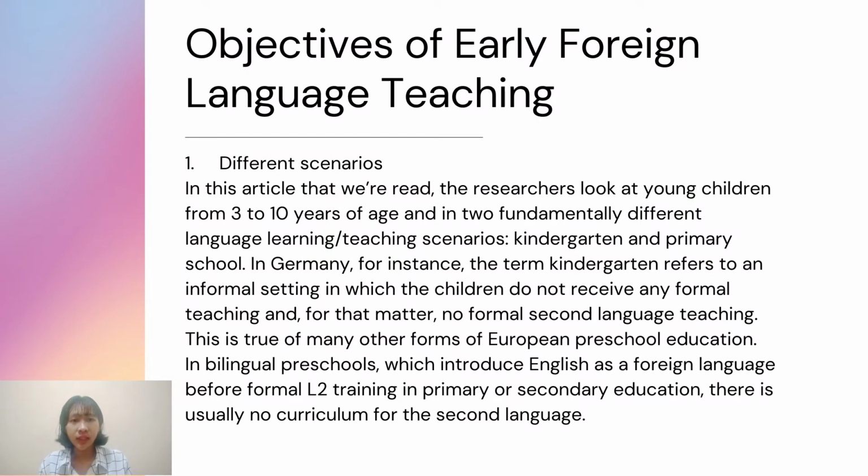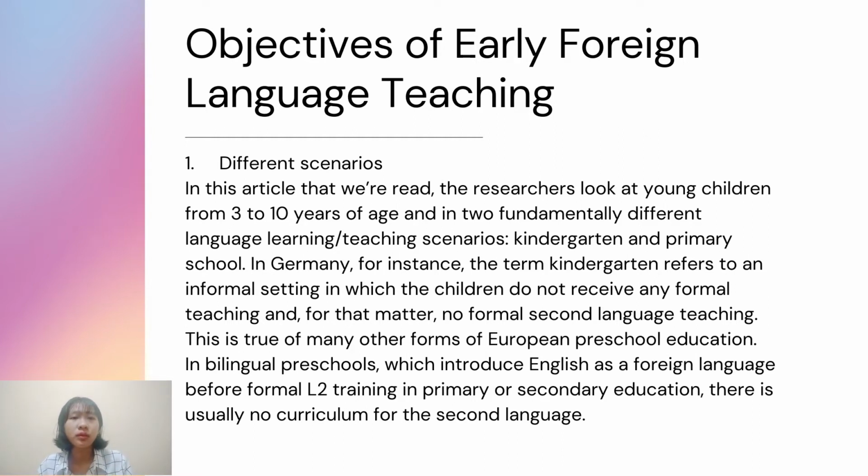Objectives of early foreign language teaching. Number 1. Different scenarios. In this article that we read, the researchers look at young children from 3 to 10 years of age and in two fundamentally different language learning or teaching scenarios, kindergarten and primary school. In Germany, for instance, the term kindergarten refers to an informal setting in which the children do not receive any formal teaching and, for that matter, no formal second language teaching. This is true of many other forms of European preschool education.